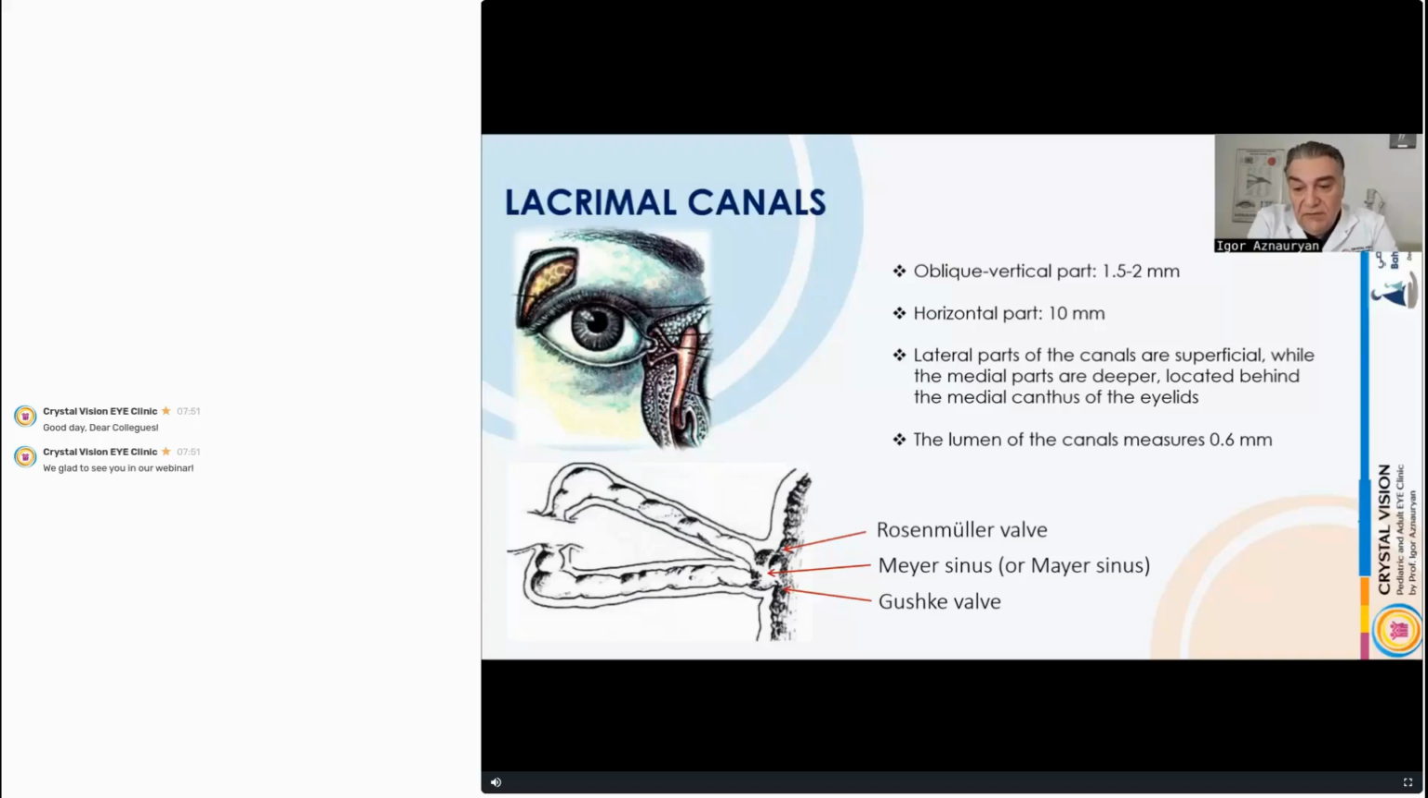At the bottom, this fold is from the mucous membrane, which is known as the Gushka valve, and at the top, it is also the Rose-Muller valve. These valves specifically prevent the retrograde flow of tears from the lacrimal sac back through the lacrimal canals towards the tear lake in order to maintain proper tear drainage.